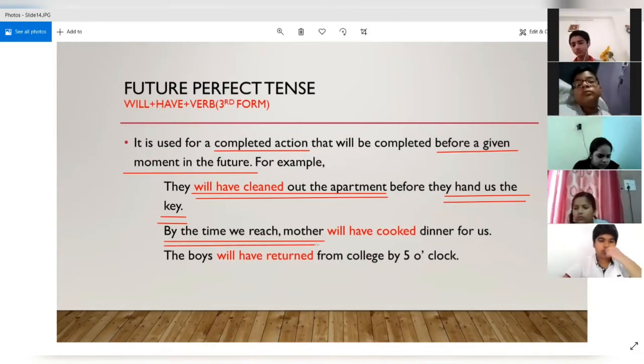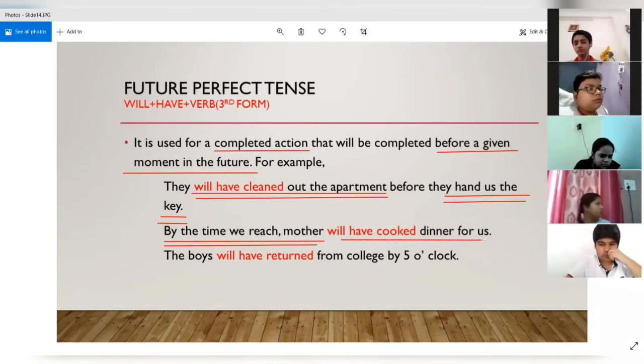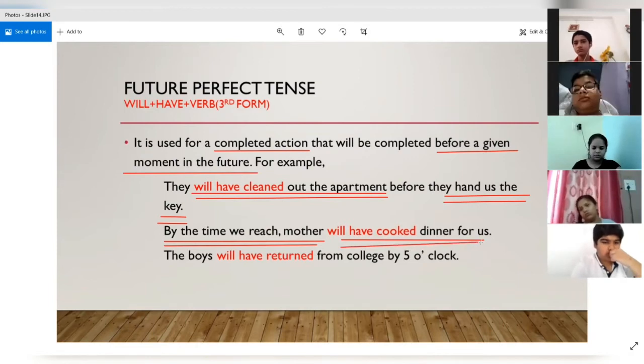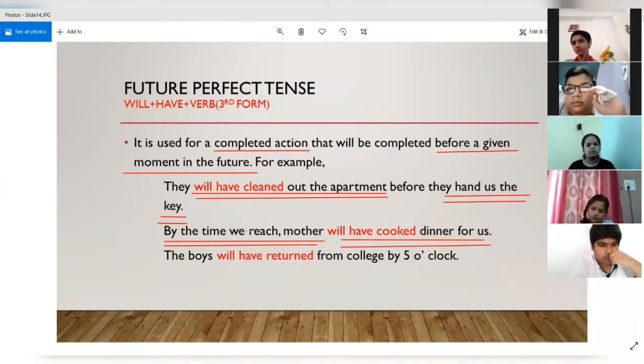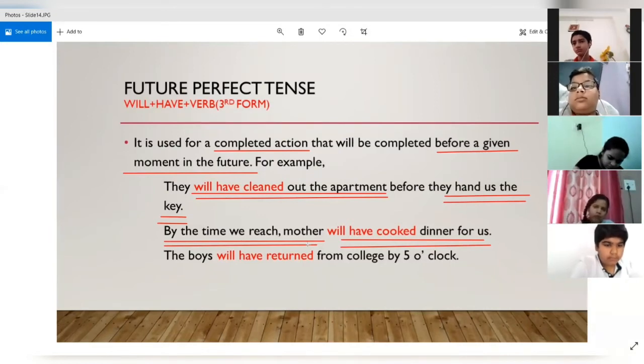And what would have happened before that? Which action will be completed? Mother will have cooked dinner for us. So by that time, mother would have already completed cooking the dinner. So this is the stated moment in the future, that by the time we reach home, this is the first stated time, and which action will have been completed? That mother will have cooked dinner for us.